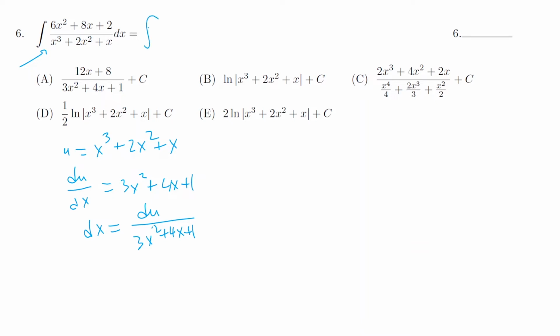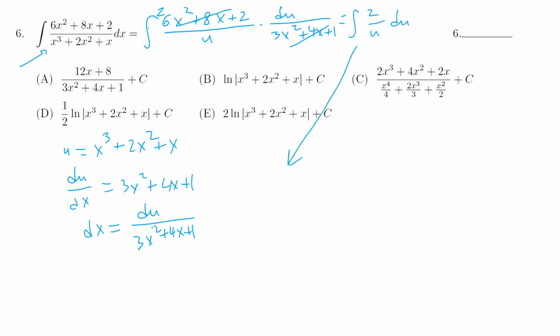So we got the integral of this crazy thing, 6x squared plus 8x plus 2, over u, and then dx is du over this other crazy thing, 3x squared plus 4x plus 1. And then I can cancel this. It's clearly just 2. So now I got the integral of 2 over u du.